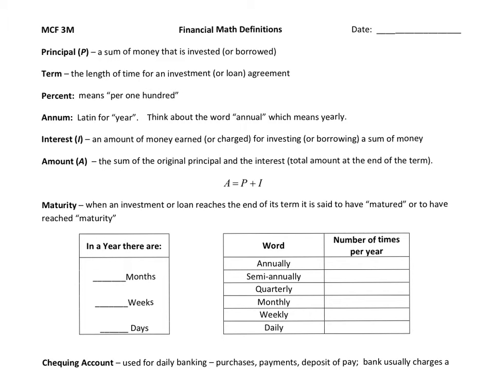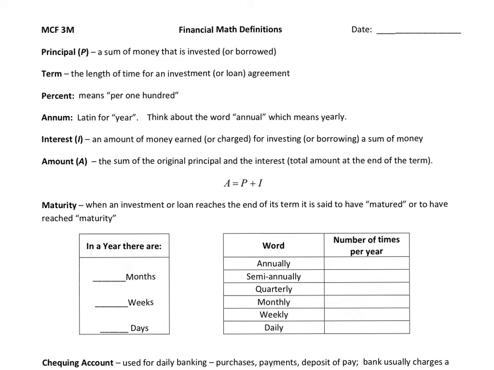We're looking at some various financial math definitions. We're just covering the basics here. You can always find more information on the internet. The bank websites are a good spot. Investopedia is another website that is good for learning things about financial information. So I'm going to highlight some of the key definitions that you need to know, at least for this course.